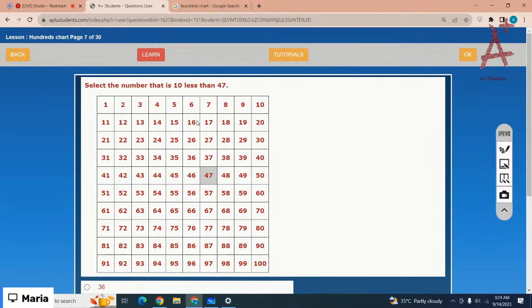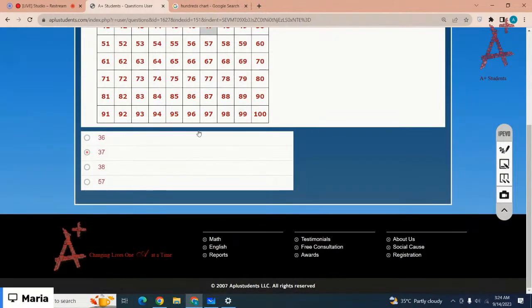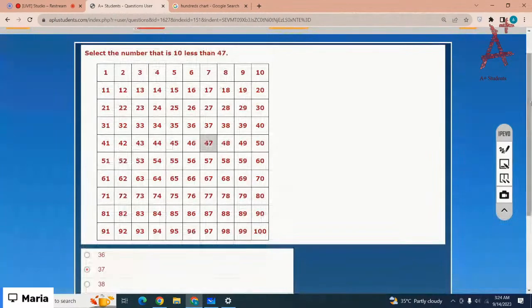Yes, 10 less than 47 is 37. It is right. You have to move one square up, right? So that would be 37.